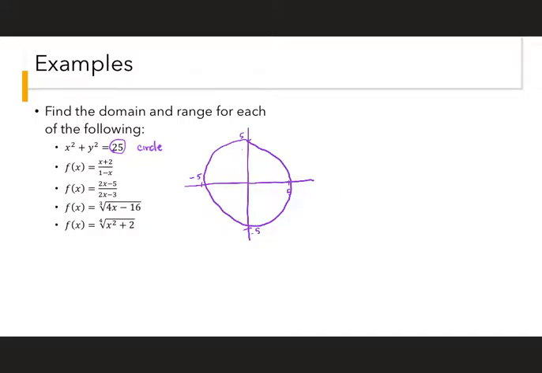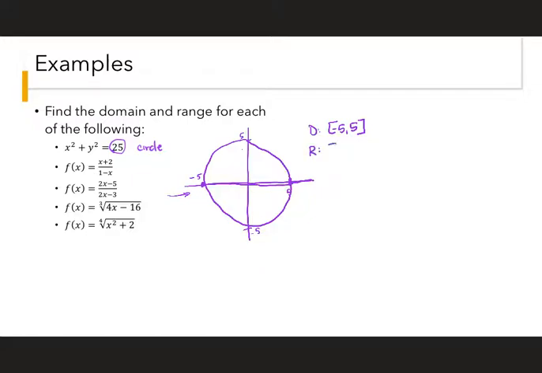So I look at my domain and range. So the domain of this circle on the x-axis, when I start from left to right, I start seeing the circle at negative 5, but when I pass positive 5, I stop seeing the circle. So my domain just goes from negative 5 to positive 5.